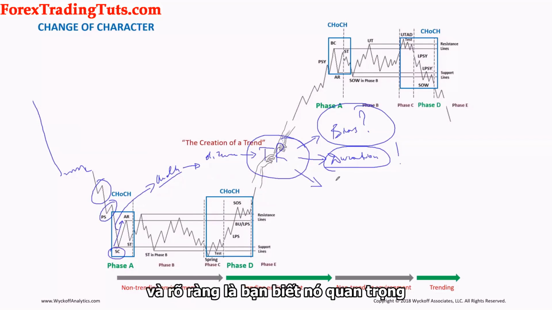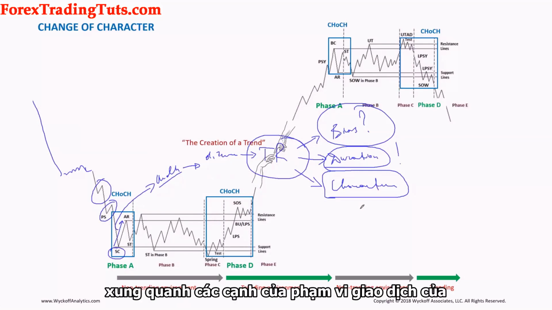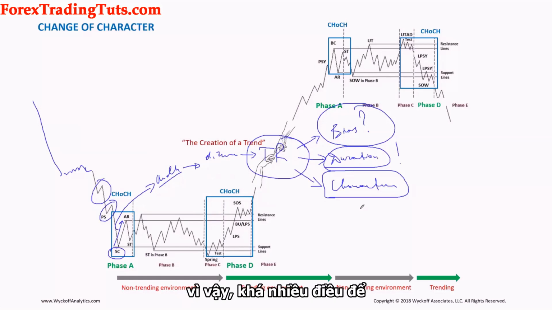And obviously, it's important to also understand the character with which the consolidation could unfold. Is this going to be a long-term range or a short-term range? How are supply and demand going to behave? What is the behavior of institutions and weak hands around the edges of the trading range, at the support and the resistance and so on and so forth? So quite a few things to address.